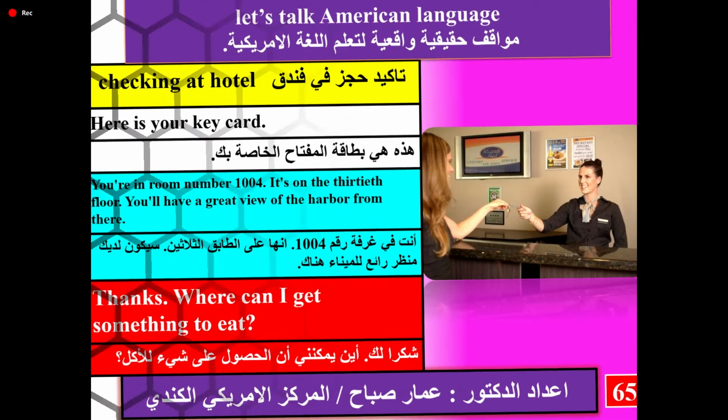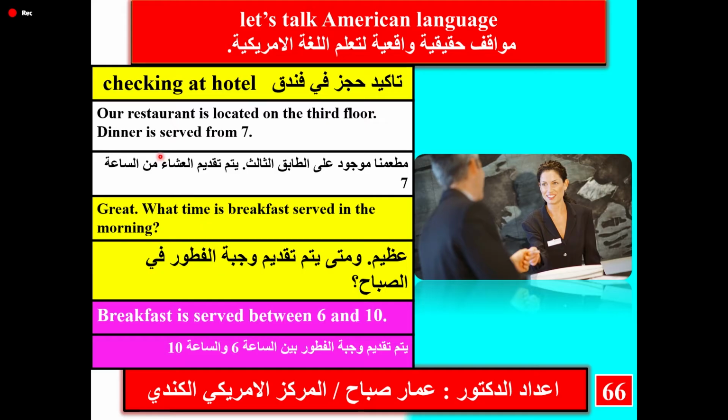Yes. Our restaurant is located. Is located means it is placed. Instead of located, I can use placed. Located is a synonym meaning placed. Okay. On the third floor. Dinner is served from 7 p.m. We add p.m., from 7 in the evening. p.m. means evening, a.m. means morning.